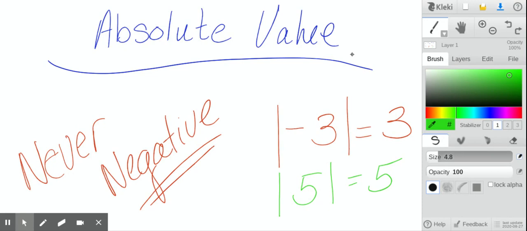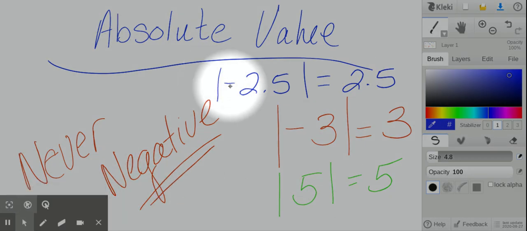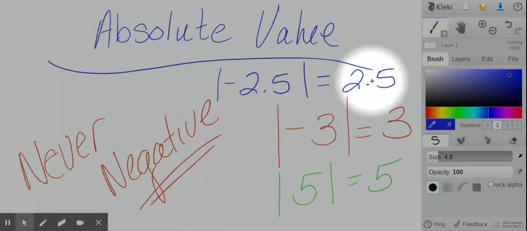Now, let's say we were working with even a decimal. So let's say we had, what is the absolute value of -2.5? Well, -2.5 is how many units away from 0 on the number line? It is 2.5 units away from 0. So the absolute value of -2.5 is equal to 2.5.